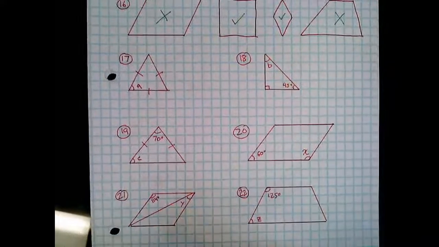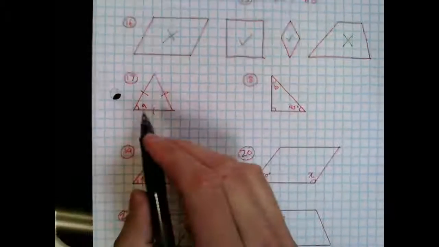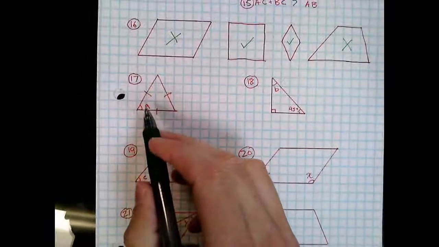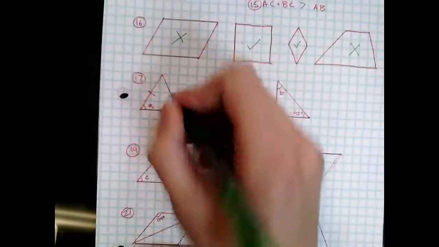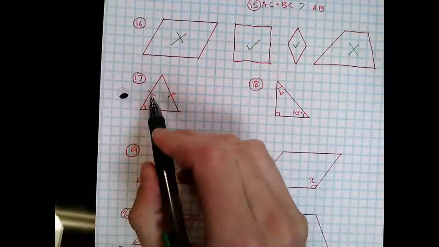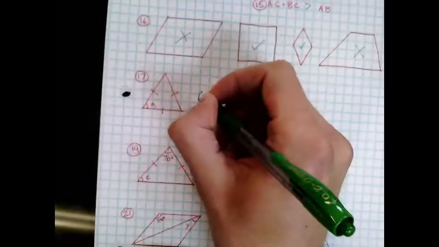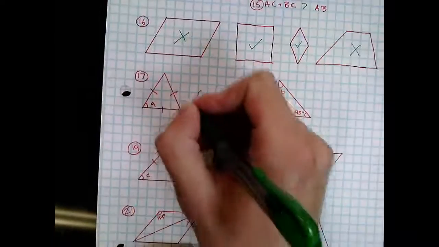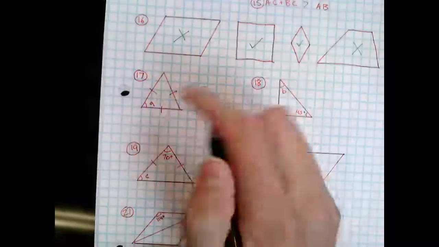17 to 22, we're doing some more math and figuring out the different lengths of these, or the different angles of these triangles. This one, A, well, this is an equilateral, which means that each angle is the same size, so A has to be 60 degrees. The measure of angles in an equilateral, no matter how big it is, is always 60 degrees.